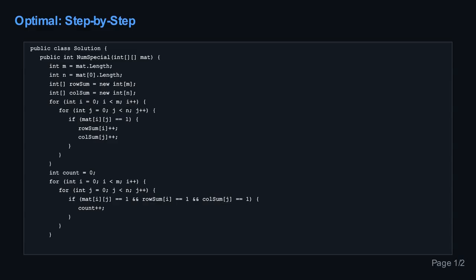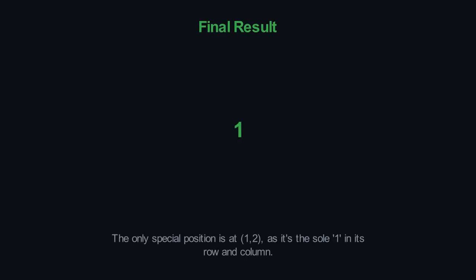At 2 0, it's a 1. Is row 2 sum 1? Yes. Is column 0 sum 1? No, it's 2. Not special. After iterating through the entire matrix, our final count is 1. The only special position is at row 1, column 2, because it's the sole one in its row and the sole one in its column.